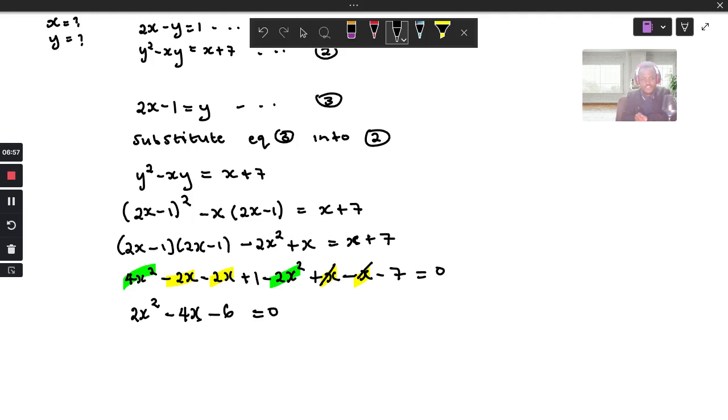Okay, so you see that you can factor out 2 here because all these terms are divisible by 2. So you take 2 as the common factor.